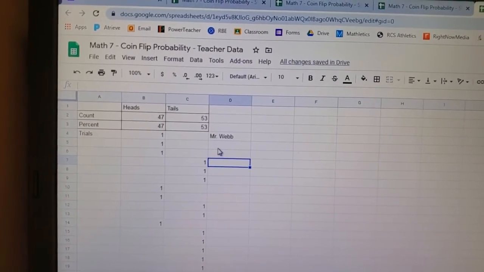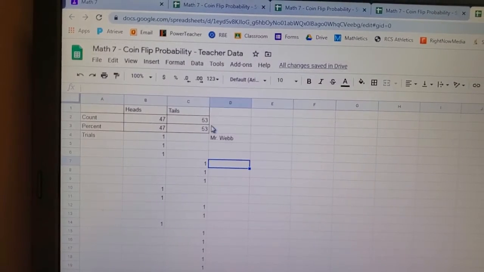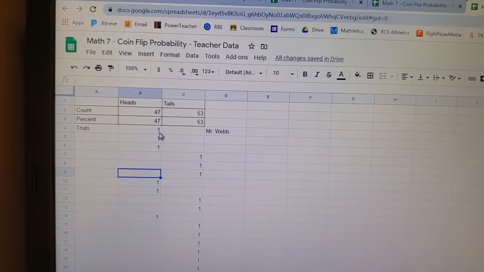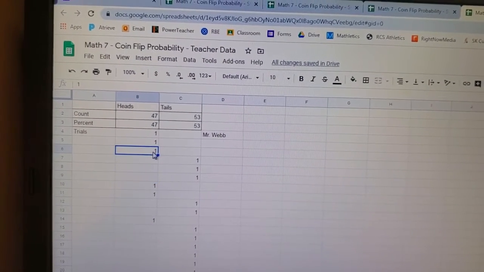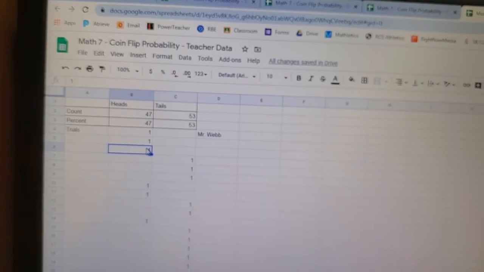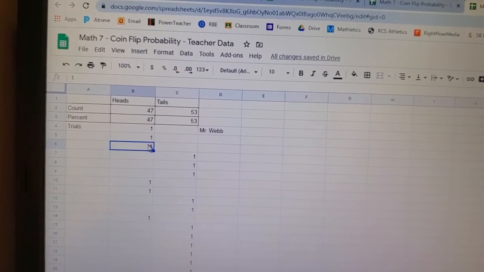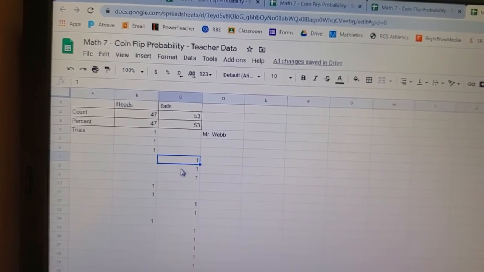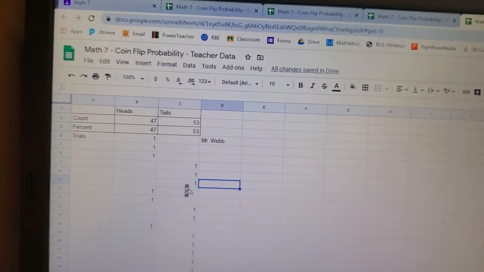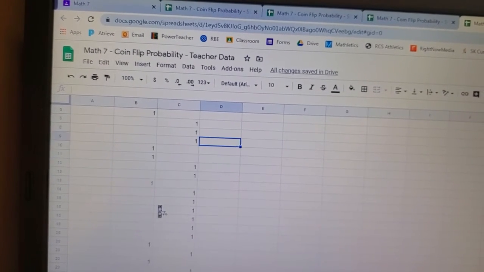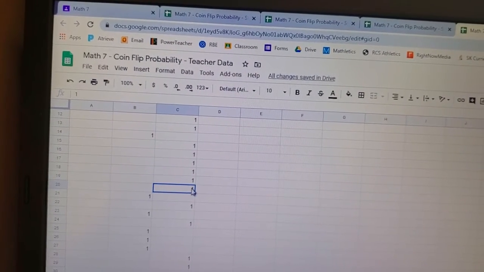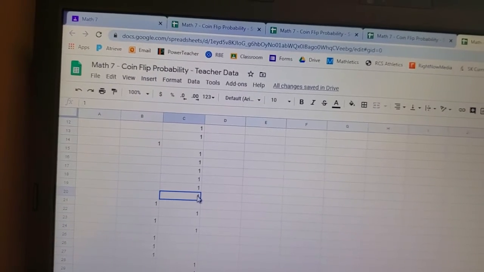I'll show you quickly the data that is already in the teacher data sheet. I've done this 100 times. What's interesting is I started and I had 3 heads, which at this point, after 3 trials, it would suggest that it was 100% of the time it was going to be heads, which we know that's not going to be true because there is a tail side to the coin. And sure enough, after 3 more, I was already at 50% that it was tails, 50% heads. And then it kind of went back and forth. And then suddenly it was tails. And the percent of tails went up to 60 something. And the percent of heads went way down.